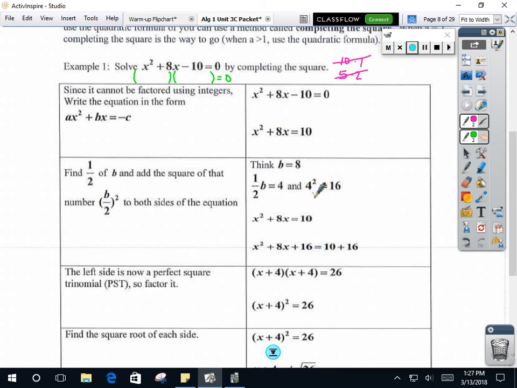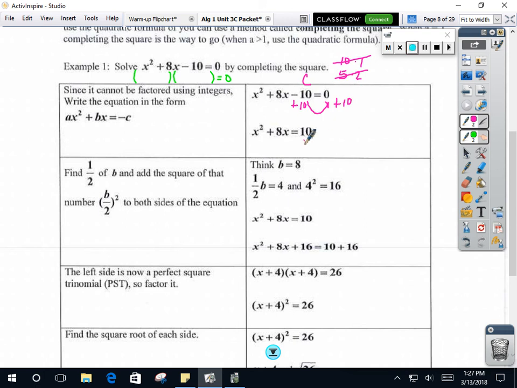On page 6, the example is already done for you. I'm just about to verbally go through it with you. The first thing that you do is you take the c value, the constant, and you're going to move it to the other side. Now, to move a minus 10 over here, don't you have to add it over?